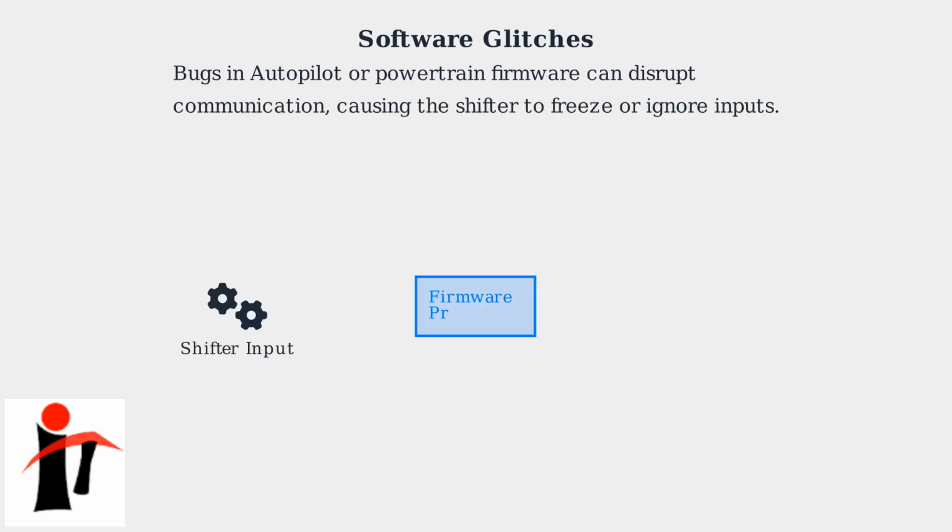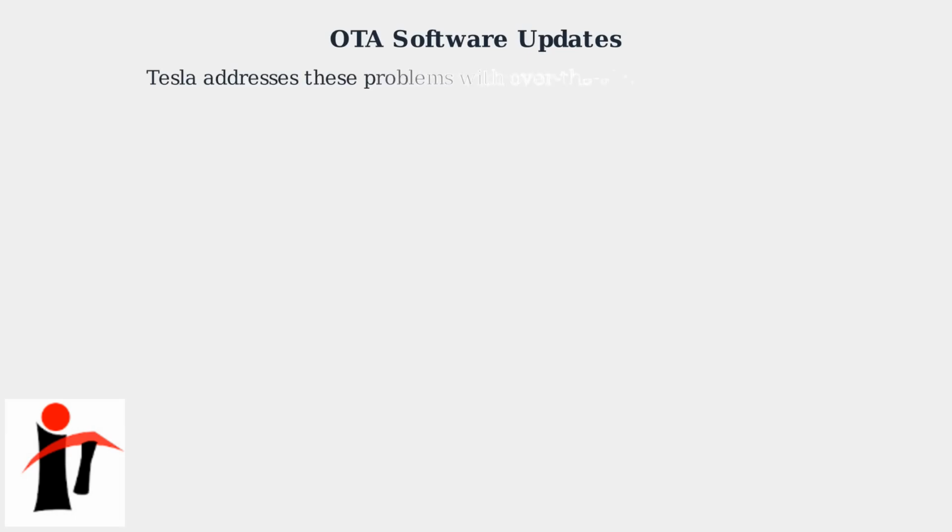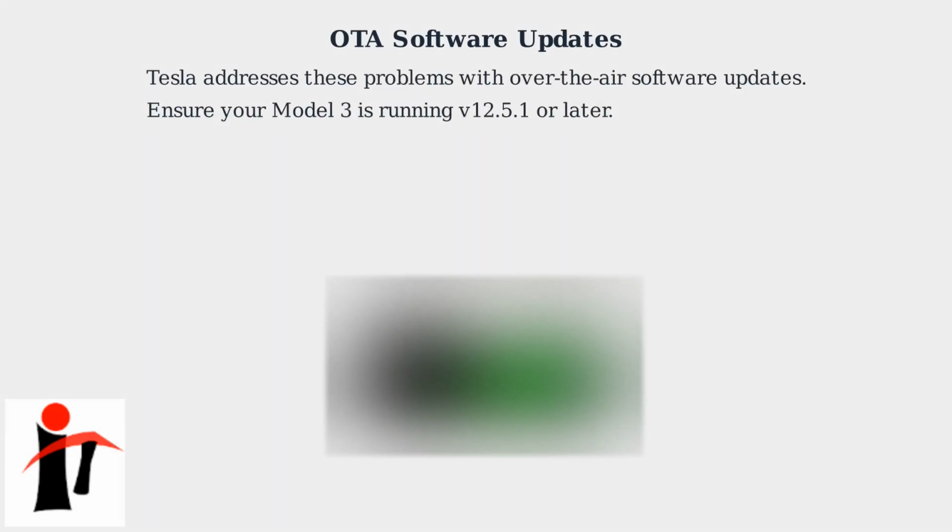One of the most frequent causes of gear shift issues in the Tesla Model 3 is software glitches. Bugs in the autopilot or powertrain firmware can disrupt the communication between the shifter input and the transmission system. When a glitch occurs, the firmware processing fails, preventing the shifter from engaging drive, reverse, or park properly. Tesla addresses these software glitches with over-the-air, or OTA, software updates. These updates are delivered wirelessly to your vehicle and can fix bugs without visiting a service center.